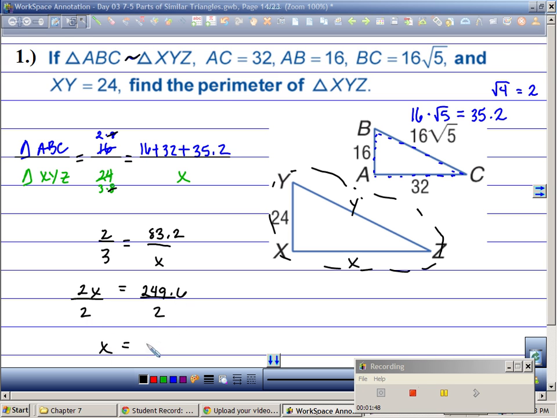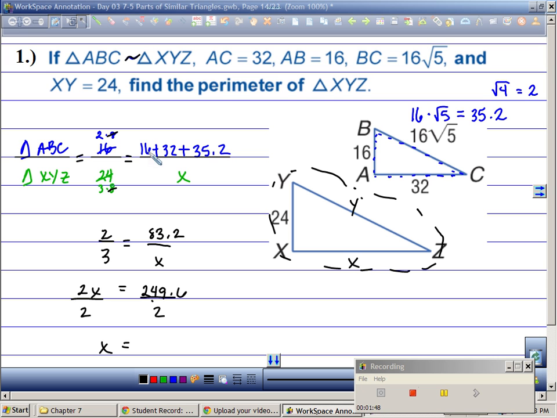X equals, we should get, I got 125 and 6/10. Am I wrong? I would be. Make sure these numbers are right. No. Is this one right, guys?